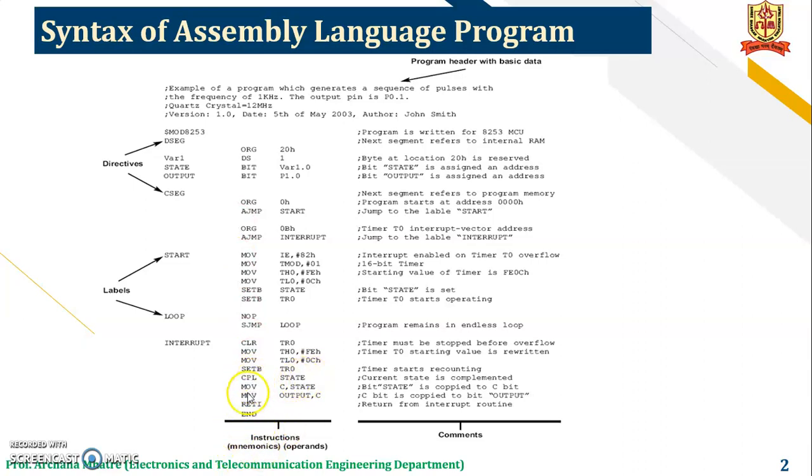Here are the mnemonics: MOV, CPL, SETB. These are the mnemonics of the instruction, and they are followed by the operands. These are the operands. Now here the comments are written on the right hand side of the instructions. So this is the syntax of an assembly language program.